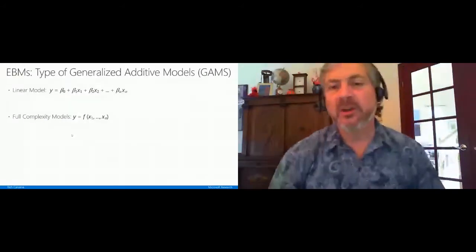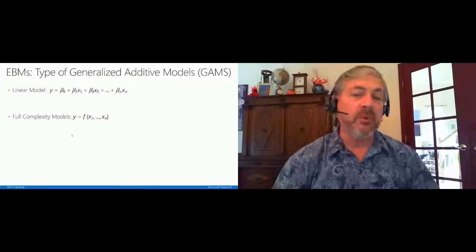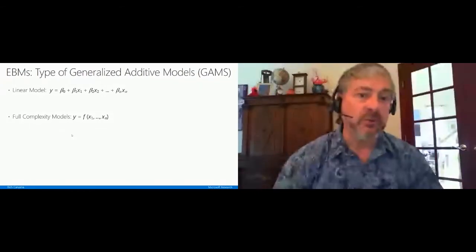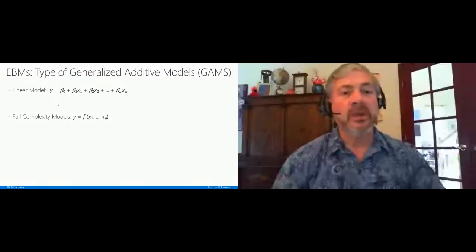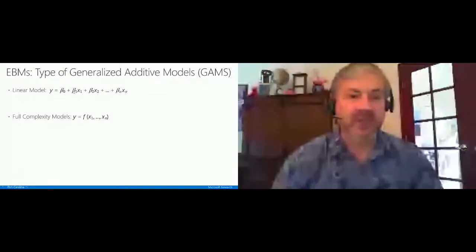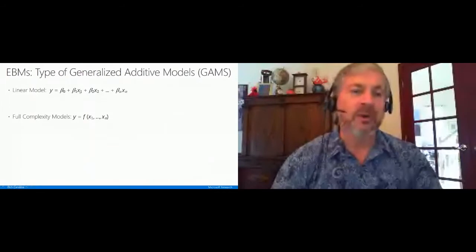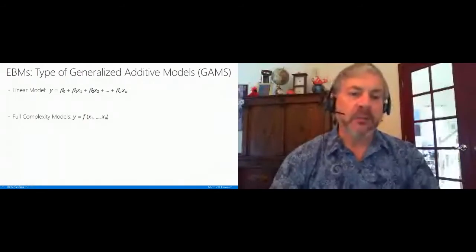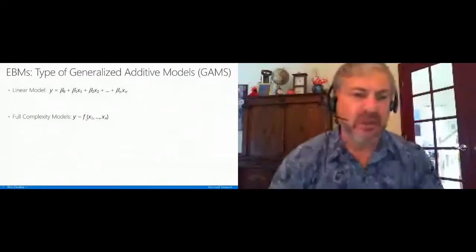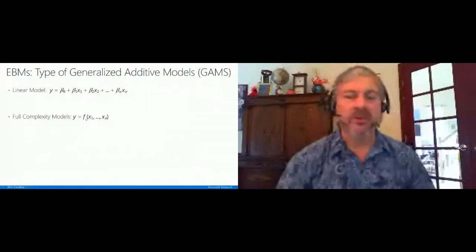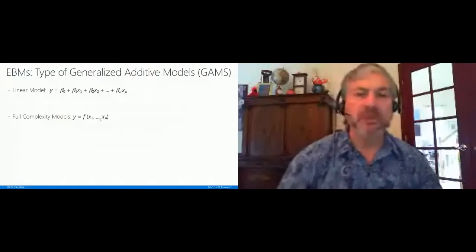Okay, so let me tell you about these EBMs. They're a type of what's known as generalized additive models, which you may have heard of before. At the top here, I have linear models. This is linear regression: an intercept plus a weight times a feature plus a weight times a feature. At the bottom, we've got full complexity models. This is just some arbitrary function of all the features. Think of that as being a neural net or boosted trees.